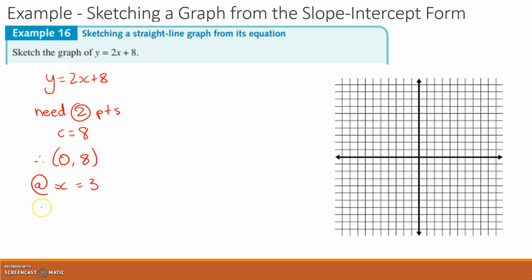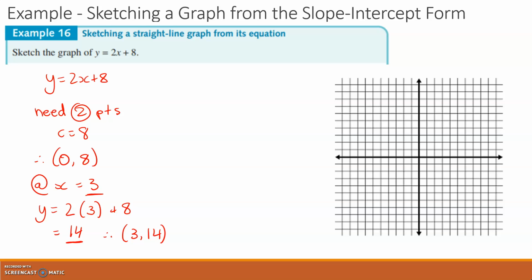So when x is equal to 3, my equation will say y equals 2, but instead of x, I now put in the number 3 in brackets, and then plus 8 remains the same because it's constant. 2 times 3 is 6, plus 8 is 14. And what I've seen now is that when x is equal to 3, y is equal to 14. So therefore, this point, (3, 14), exists on my line.